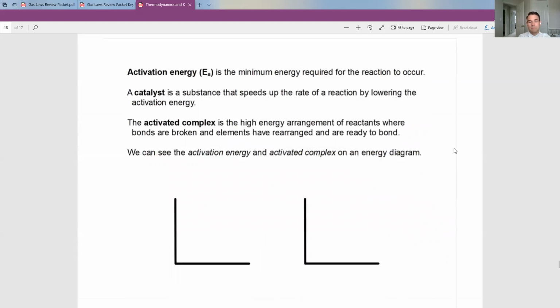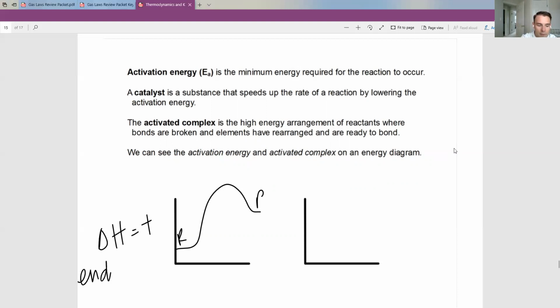So the activation energy, E sub A, is the minimum energy required for a reaction to occur. We know a catalyst is a substance that speeds up the rate of the reaction, and it does this by lowering the activation energy. So if we had an energy diagram, an enthalpy diagram, this is the reactants, this is the products. We know that that would be endothermic.